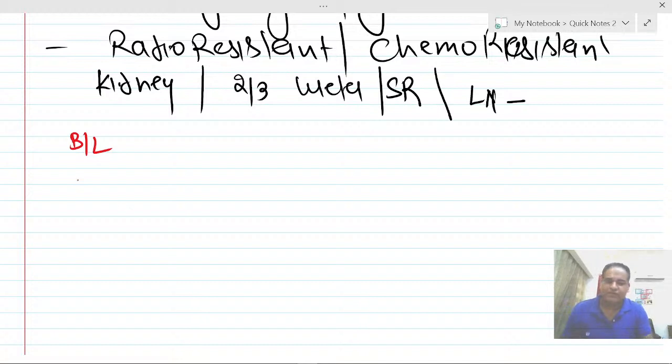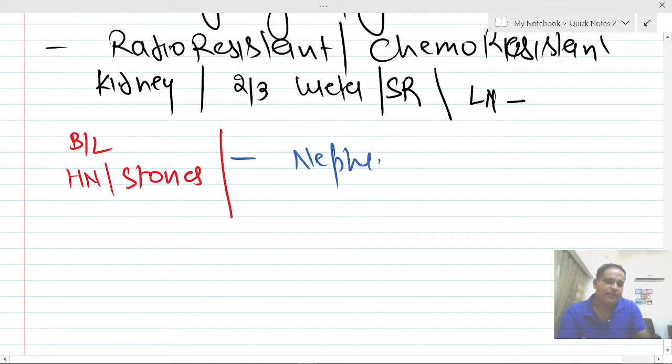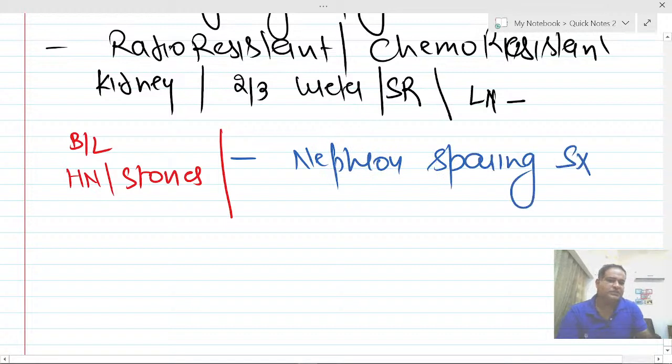that breaks the flow. If your patient has bilateral disease, if your patient has hydronephrosis, if your patient has stones in the other kidney, fine. So in that case, what will happen? In that case, we perform nephron sparing surgery. Nephron sparing surgery.